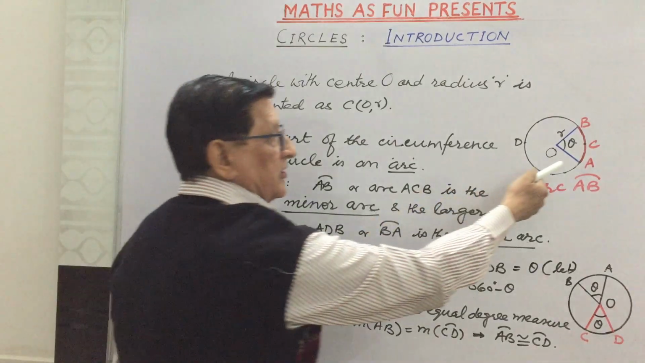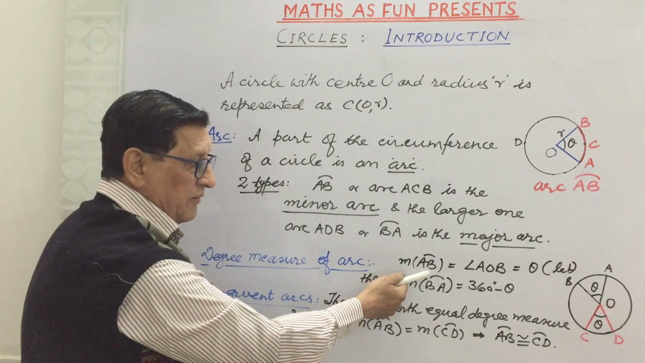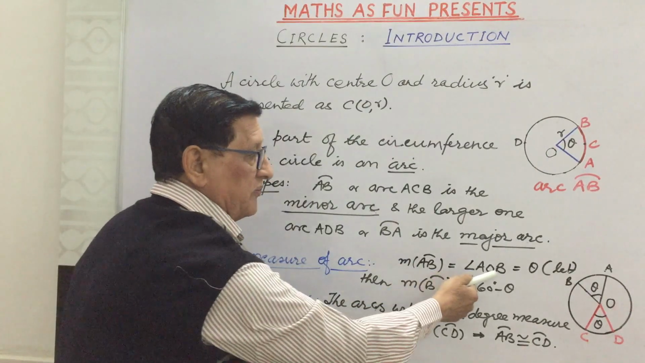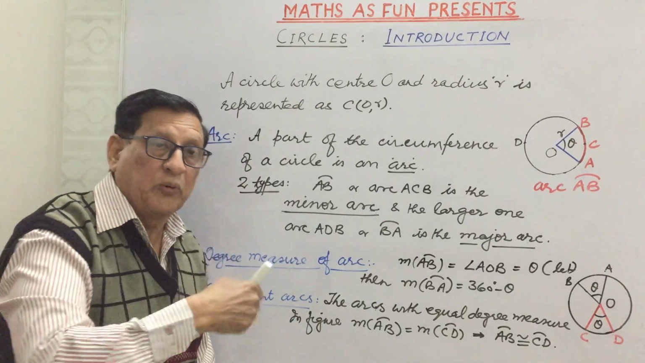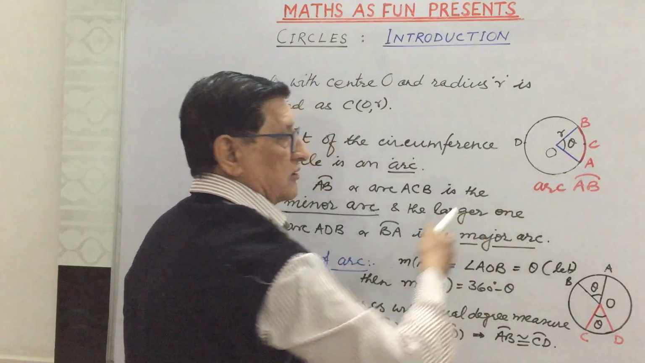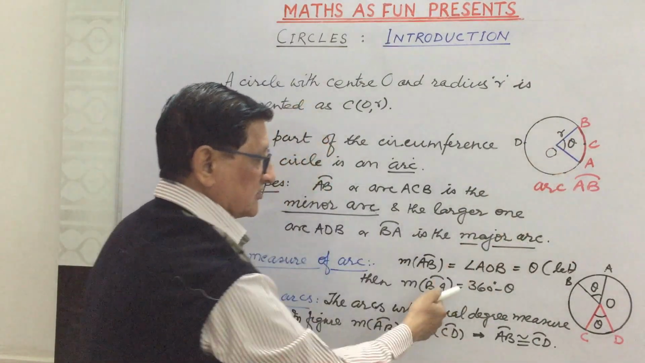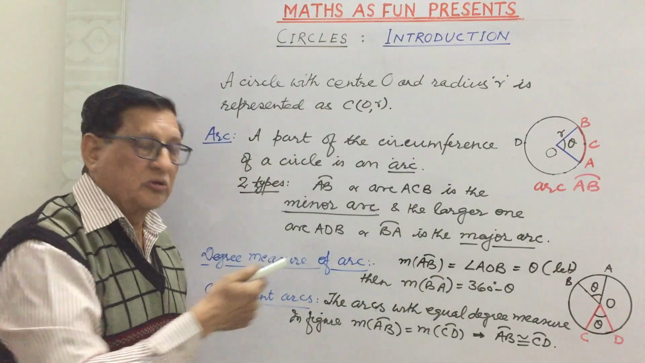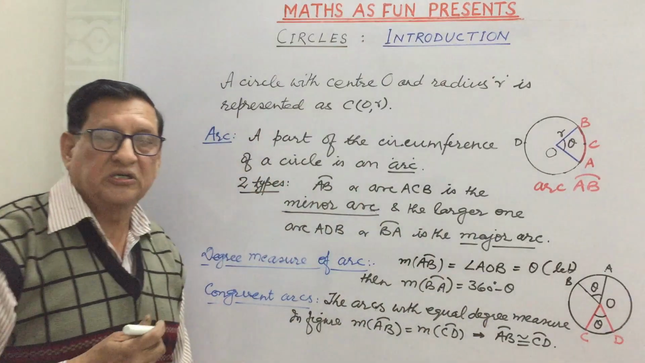So here the degree measure of this arc AB, that is m(AB), we write, that is angle AOB, and suppose it is theta, then we write this is theta. Now suppose we want to find out the degree measure of the major arc, then certainly the full angle is 360, so it will be 360 minus theta. So the degree measure of arc BA is 360 minus theta.